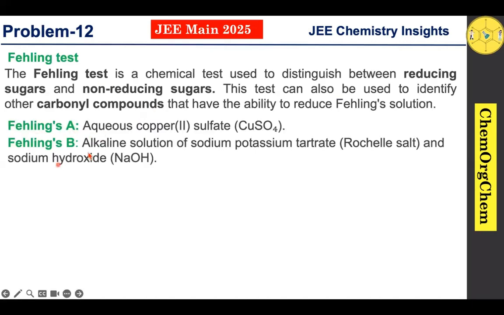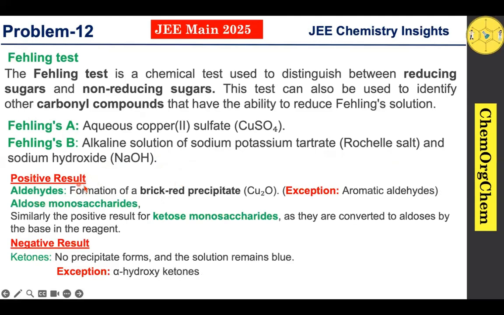In the Fehling test, two solutions are involved. One is Fehling A, which is aqueous copper(II) sulfate solution. In the case of Fehling B, it is an alkaline solution of sodium potassium tartrate and sodium hydroxide. Let's see which compounds give positive as well as negative results for the Fehling test.